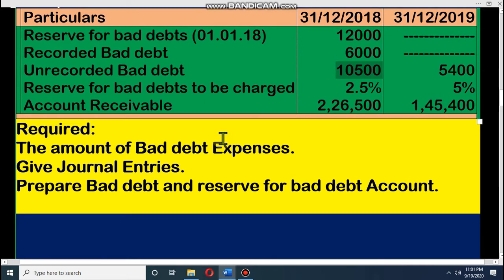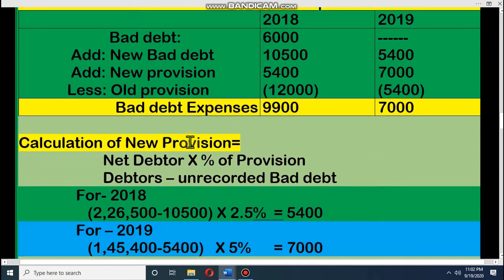You know that reserve for bad debt is charged on net debtors. That means you have to calculate net debtors. Dear student, how can you find the amount of net debtors? Net debtors means debtors minus unrecorded bad debt. Dear student, last class we discussed the way of calculating net debtors. In this math, there are only debtors and unrecorded bad debt. If there is unrecorded sales, we have to add it. If paid by debtors, we subtract that. If discount allowed to debtors, we subtract that. In this math we have only two items, debtors minus unrecorded bad debt.